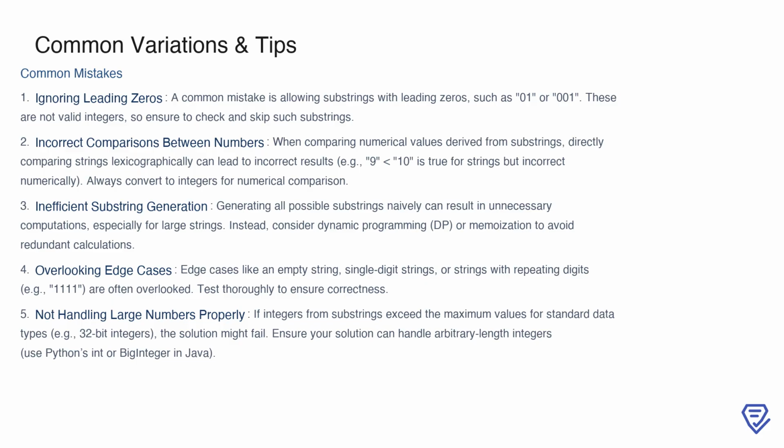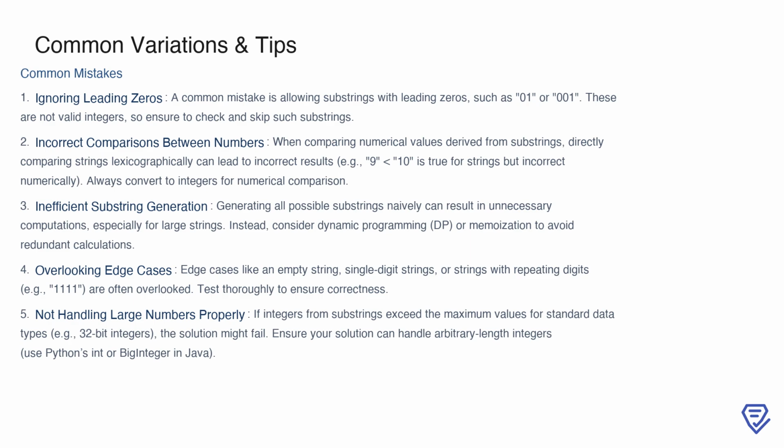First, be cautious about substrings with leading zeros, like 01 or 001. These are not valid integers and should be skipped in your logic. Next, ensure that any comparisons between numbers are done numerically, not lexicographically. For instance, while the string 9 is greater than 10 lexicographically, numerically, the opposite is true. Always convert substrings to integers before comparing.